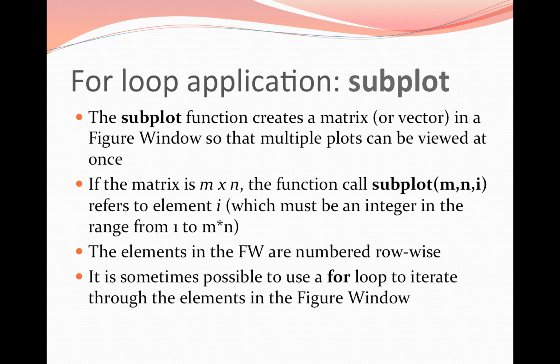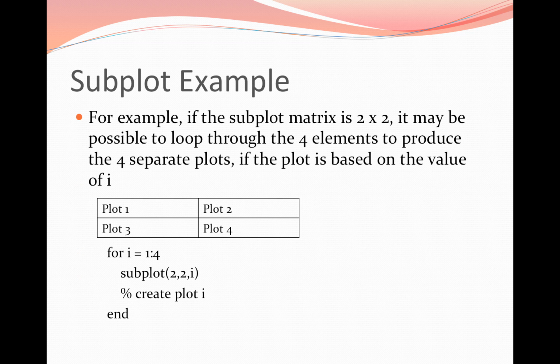The elements in the figure window are numbered row-wise with the subplot function, in contrast to almost everything else in MATLAB, which are numbered column-wise. So it's not always possible, but it is sometimes possible to use a for loop to iterate through the elements in the subplot in the figure window. For example, if the subplot matrix is going to be 2 by 2, it might be possible to loop through the 4 elements to produce 4 separate plots, if the plot is based on the value of the loop variable i.